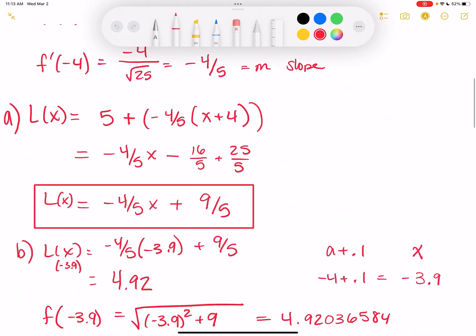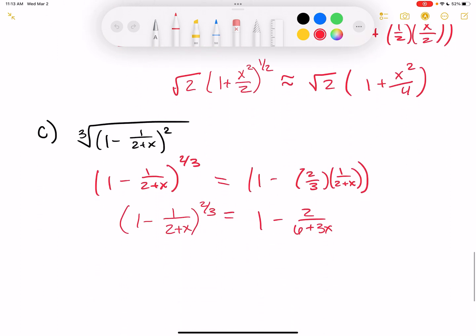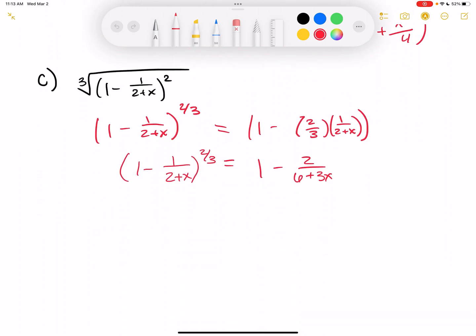Okay, so we did some linearizations yesterday. We went through number 10. So today, picking up, it says to approximate the root by using a linearization centered at the appropriate nearby number.